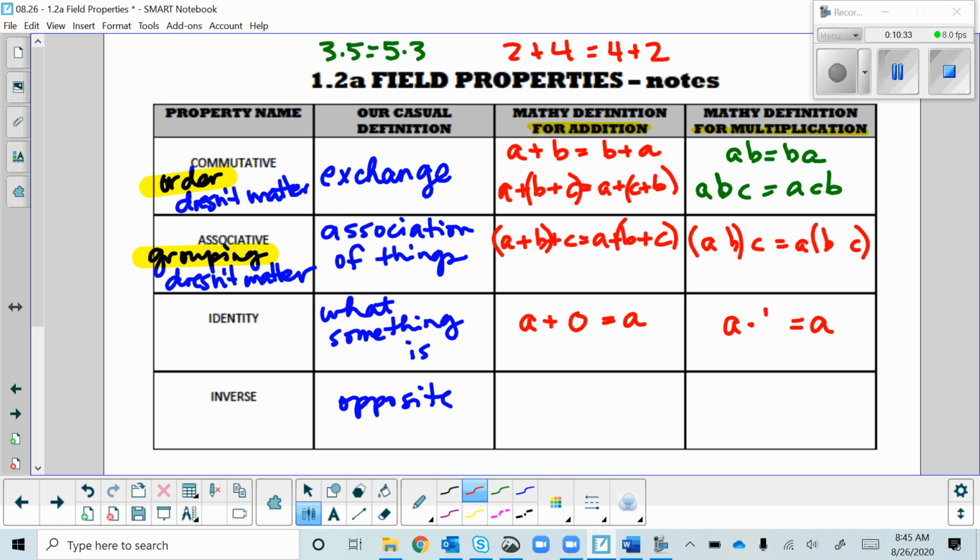1, right? So that's our identity property for multiplication.